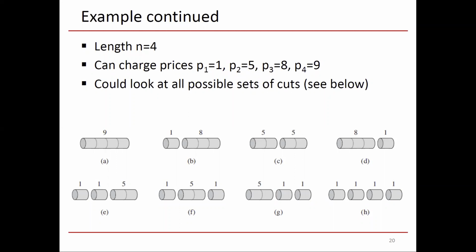For 3 feet, we get $8, and for 4 feet, we get $9. So what are the possible cuts that we could do? Well, A here means we do nothing. We don't cut. We have a single rod of length 4, and we get $9 for that.